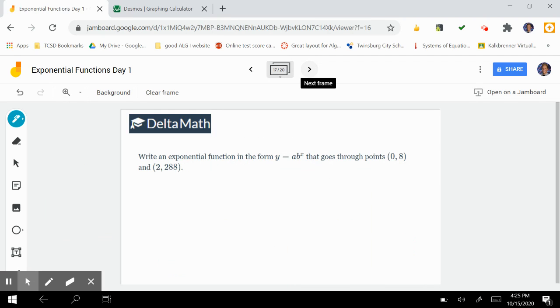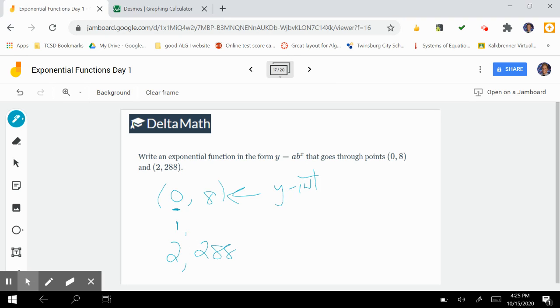Almost there. Write an exponential function in y equals ab^x that goes through (0, 8) and (2, 288). So here's the deal. We can't just do a multiplier here because we have (0, 8), which should be like, hey, this is important. What is this? This is the y-intercept. Boom. How do you know? Because x is what? Good, 0. Anytime x is 0, we get our y-intercept. But if you notice, we skip over 1 and we go directly to 288. So 1 we could figure out probably, but let's not do that.